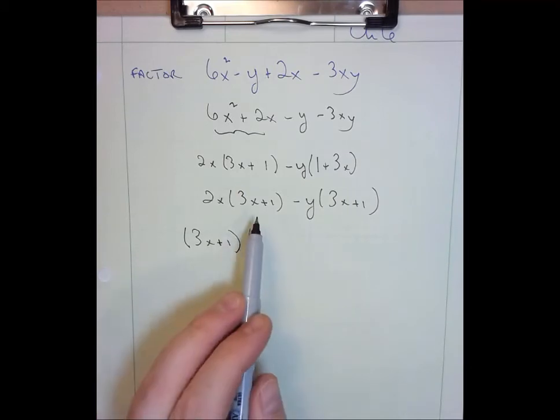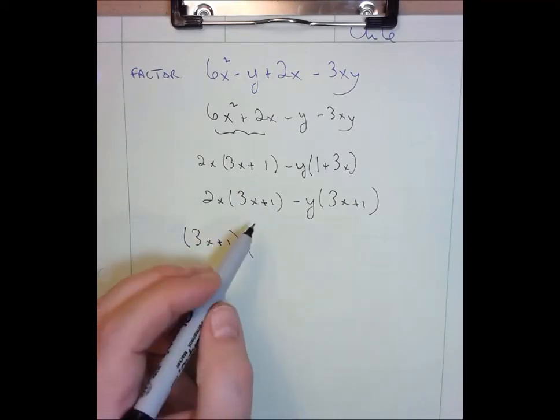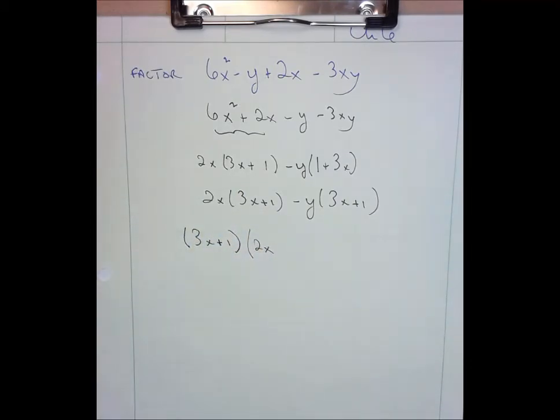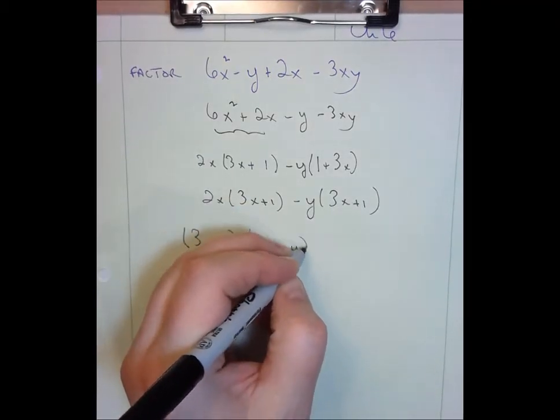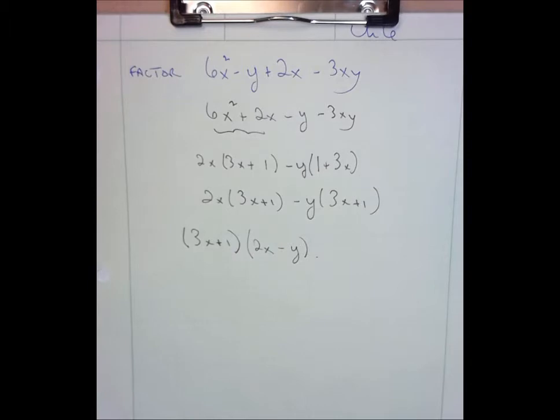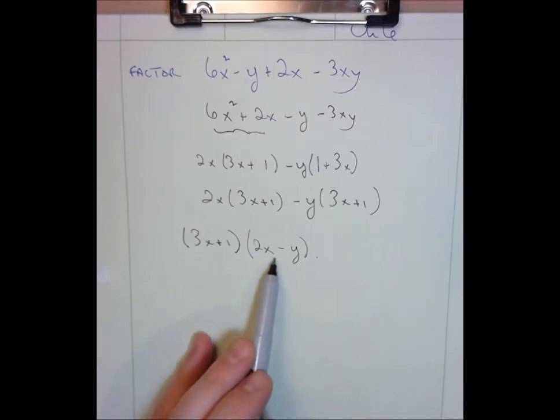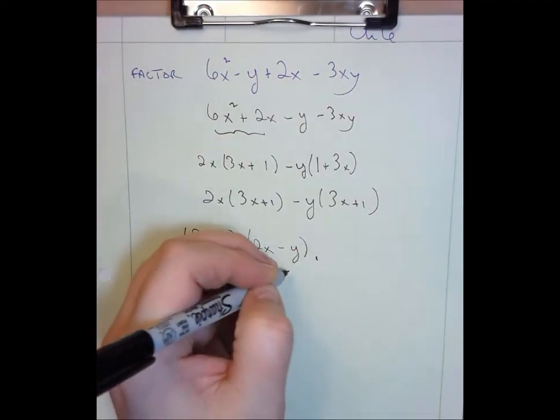Now, if we pull the 3x plus 1 out of this term, we leave behind the 2x. If we pull the 3x plus 1 out of the second term, we leave behind a minus y. And there you go. That's as far as we can get. We can't factor anything out of this anymore. There's nothing in common to factor out of here, so that did it.